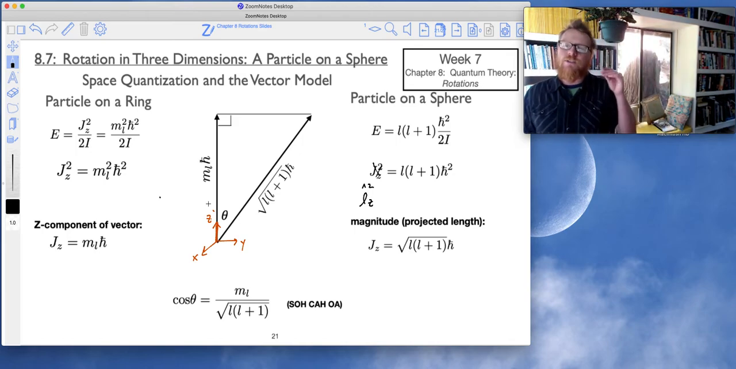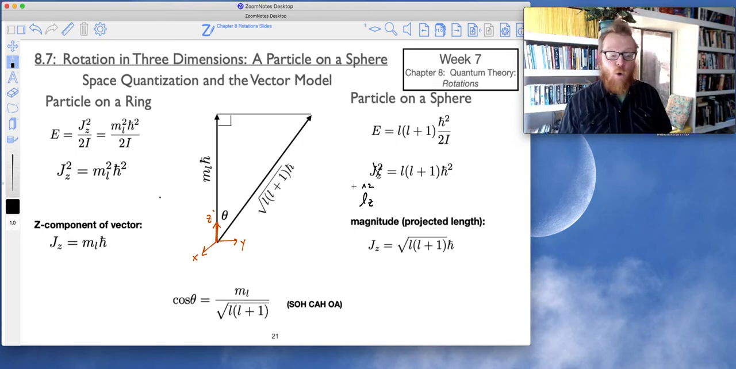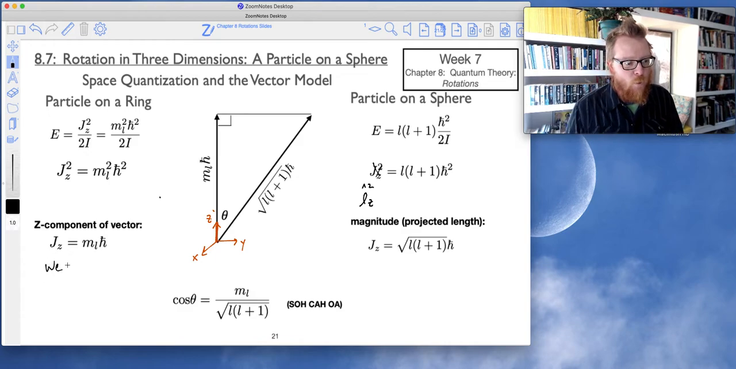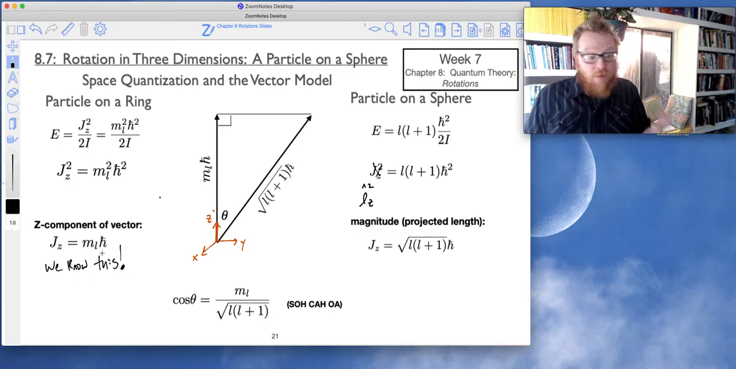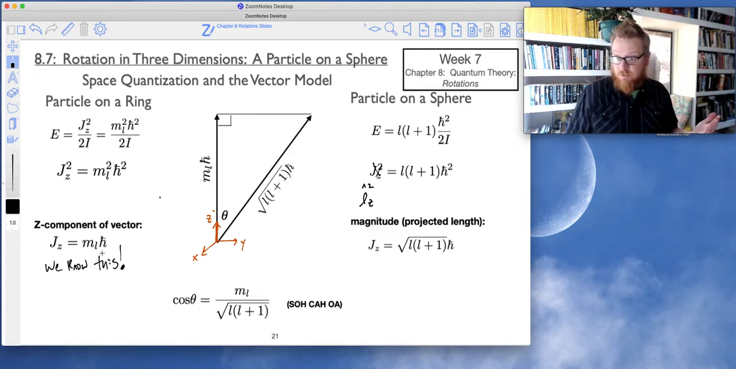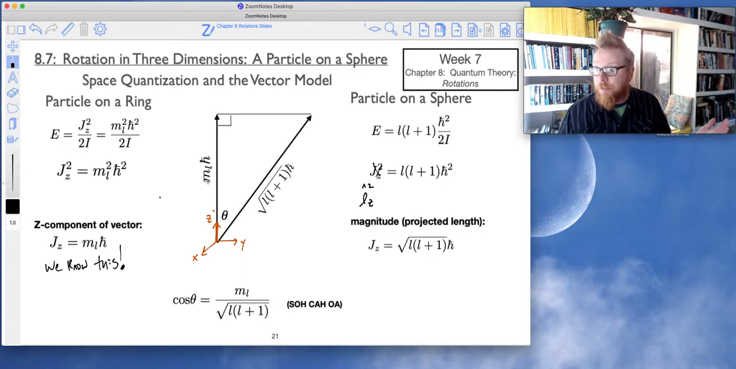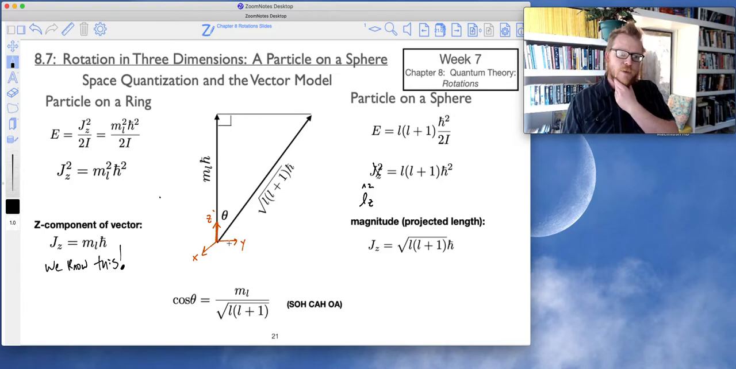And what's important to note is I know this value. We know this. So because if we know the quantum number ml, then we know what the projected length is, right? If ml equals 1, then we know that the length of this vector is h bar. If ml is equal to 2, then we know that this is 2 h bar. Okay? So then what about this?